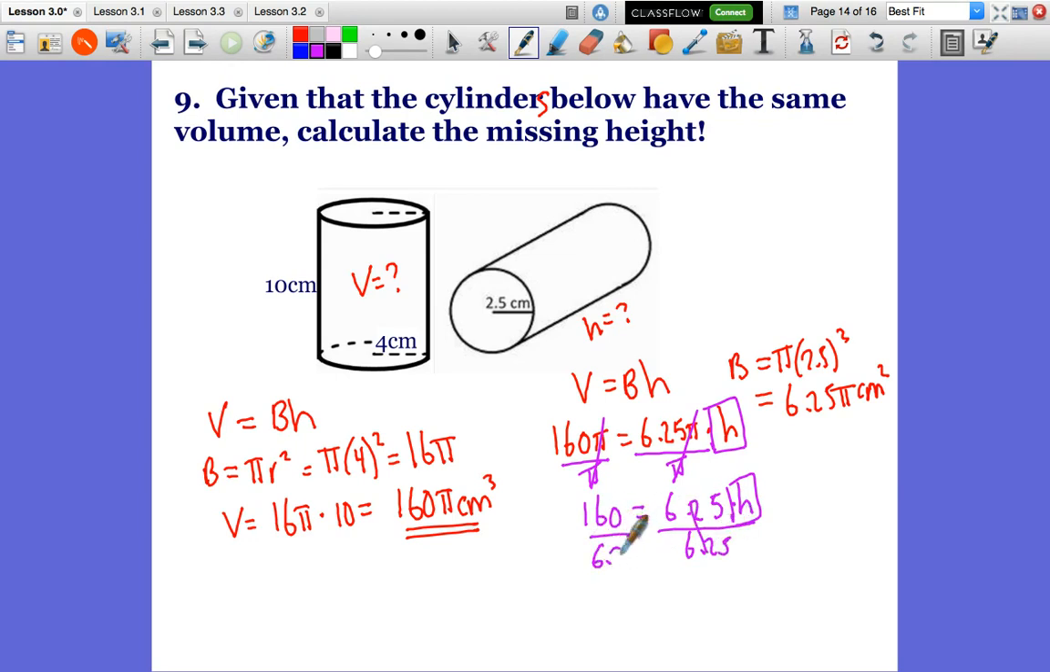I do it in parts to avoid any error, because if you don't correctly group things in your calculator, it's not... your calculator can do order of operations, and then it's going to divide it by 6.25 and multiply it by pi. So if you just do it in parts, it's going to avoid that error that you might have from entering it incorrectly. So we get the height is 25.6, and what's the unit? Centimeters is the missing height. Right, so this height would be 25.6 centimeters.